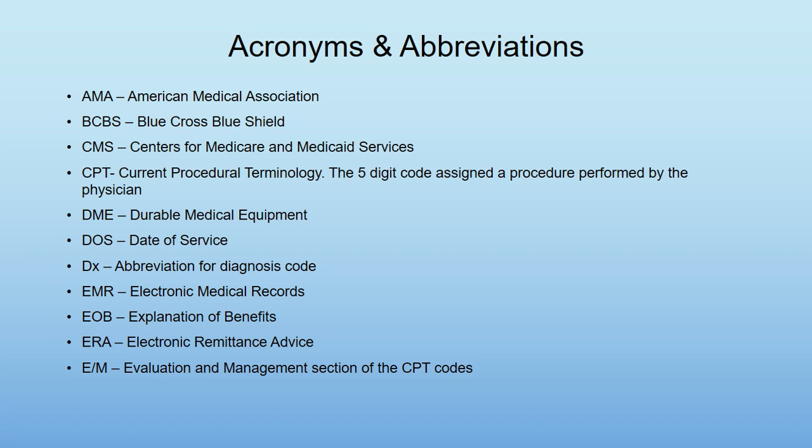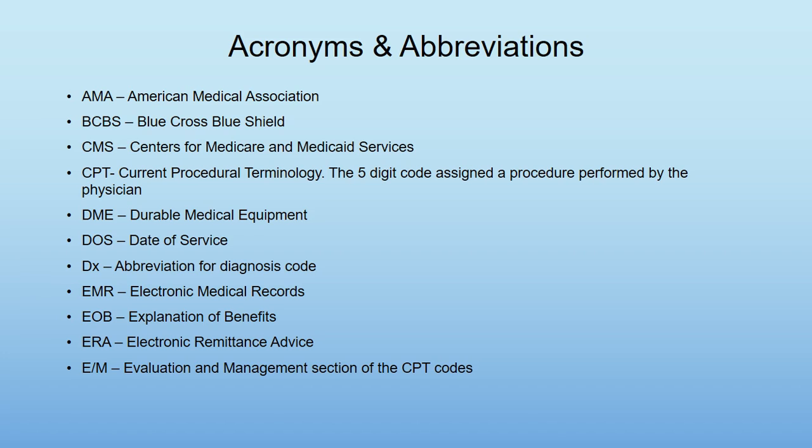DME is short for Durable Medical Equipment. DOS is Date of Service. DX is an abbreviation for Diagnosis Codes. EMR is Electronic Medical Records. You'll also see EHR used, which is Electronic Health Records. EOB is the explanation of benefits. ERA is for Electronic Remittance Advice.